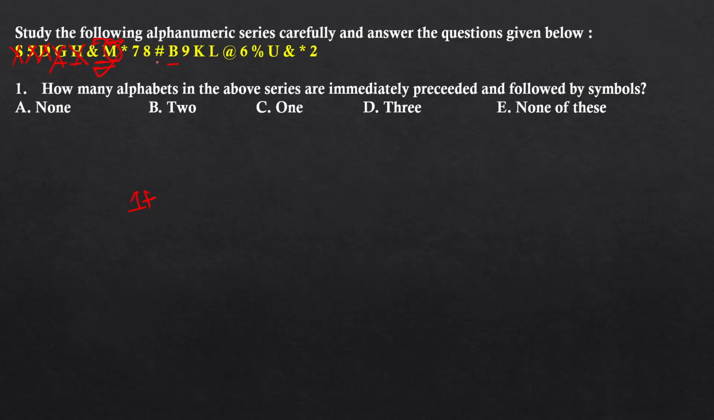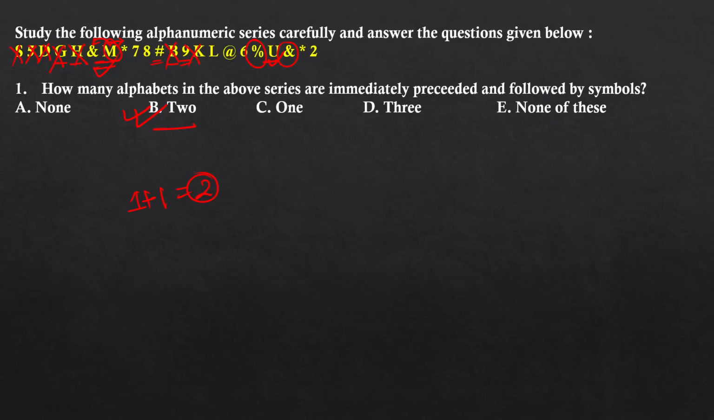B. B is preceded by hash, but followed by 9. So no. K is no. L6U. Yes. U is preceded by percentage and followed by ampersand. So U is the right answer. So we got 1 plus 1, 2. So that means B is the correct answer. So we got 2 numbers which are immediately followed and preceded by symbols.